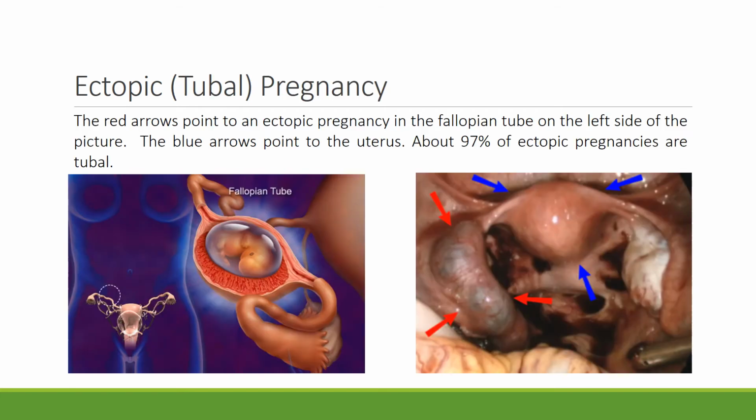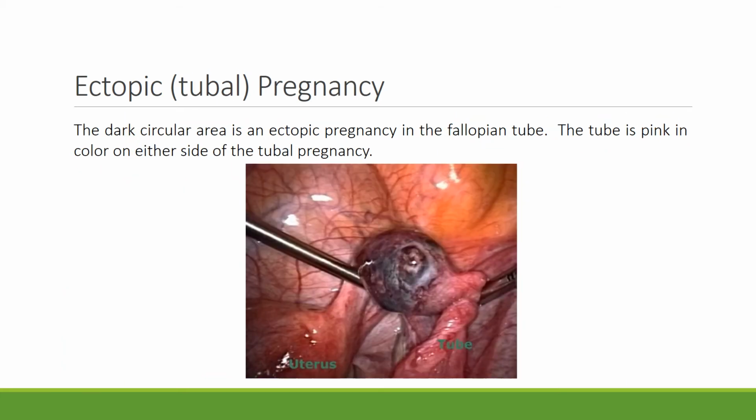The diagram on the left and the picture on the right show you an ectopic tubal pregnancy. The blue arrows on the right point to the uterus, and the red arrows point to the actual ectopic pregnancy in the fallopian tube. Here's another example of an ectopic tubal pregnancy. The tubal pregnancy is the dark round mass. On either side of that mass, you can see the pink fallopian tube.